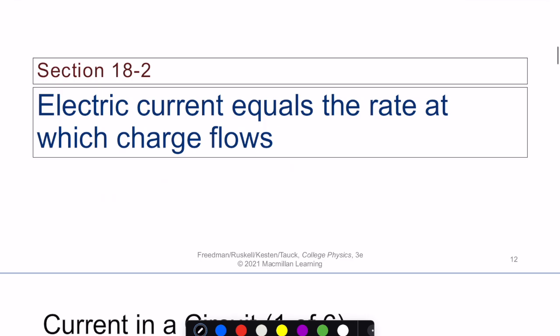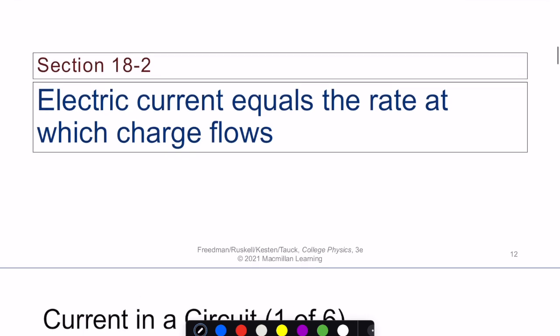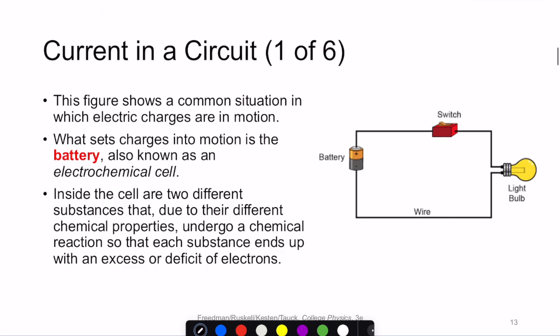So what is electric current? Electric current is the rate at which charge flows. So where does current come from? In a typical circuit like this, the current comes from a battery. So a battery sets these charges into motion by providing a potential difference, right? And we know potential difference is related to energy by U equals QV. So a potential difference will give charges energy to move in a circuit.